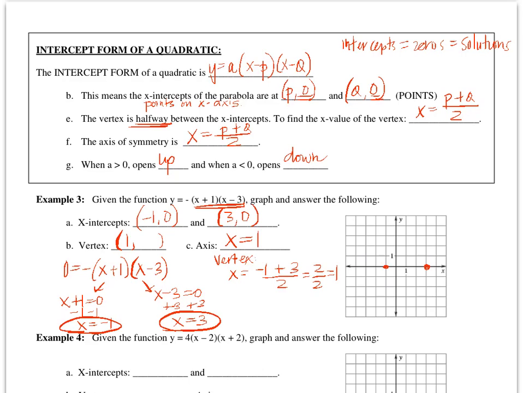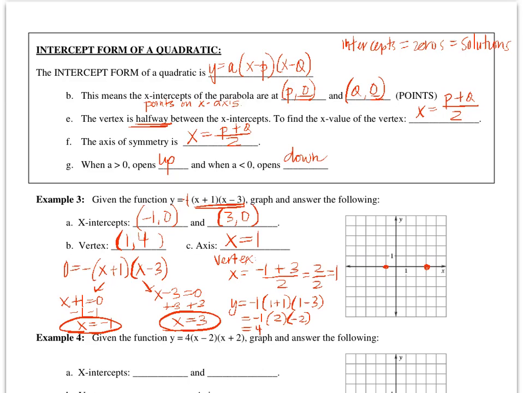The problem is I don't know the y value, and the easiest way is to plug it into the factored equation. So negative 1, and I just threw the 1 out in front just because I like to see it personally, I throw in a 1. 1 plus 1 times 1 minus 3. Well, if I look at it, then it's negative 1 times 2 times negative 2. So negative 4 times negative 1 is 4. So the y value of my vertex then is 4.